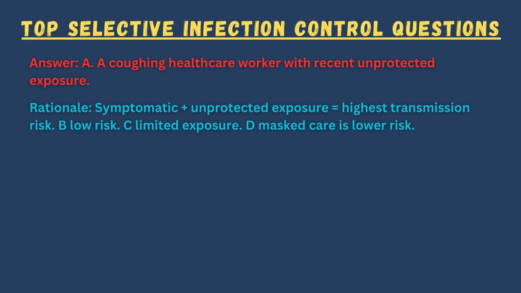Rationale. Symptomatic plus unprotected exposure equals highest transmission risk. B. Low risk. C. Limited exposure. D. Mass care is lower risk.